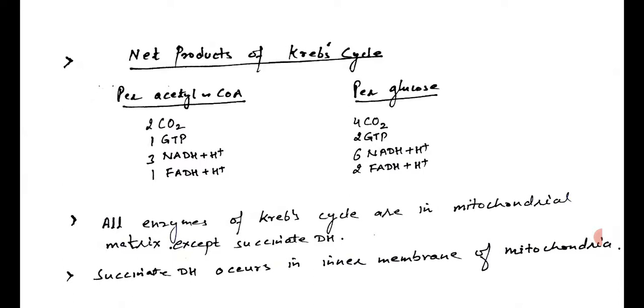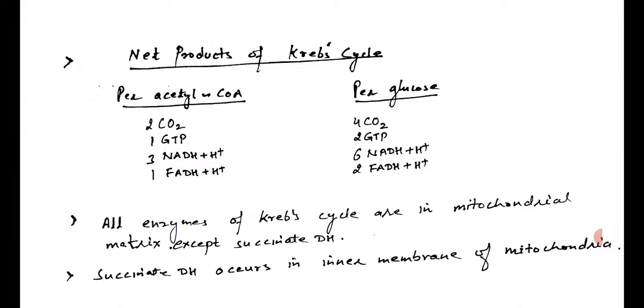Succinate dehydrogenase occurs in the inner membrane of mitochondria, and the net product of the Krebs cycle per molecule of acetyl CoA is 2 carbon dioxide, 1 GTP, 3 molecules of NADH, which then enter the ETC, and 1 molecule of FADH, which then again enters the ETC. But if we see per molecule of glucose, because 1 molecule of glucose forms 2 molecules of acetyl CoA, then the end products with respect to glucose are 4 carbon dioxide, 2 GTP, 6 molecules of NADH, and 2 molecules of FADH.